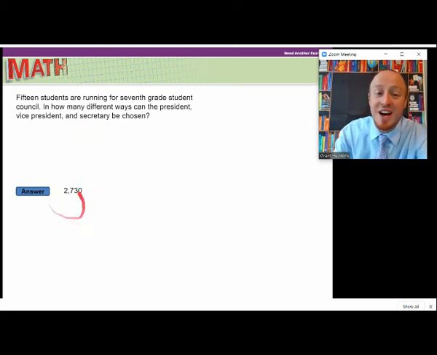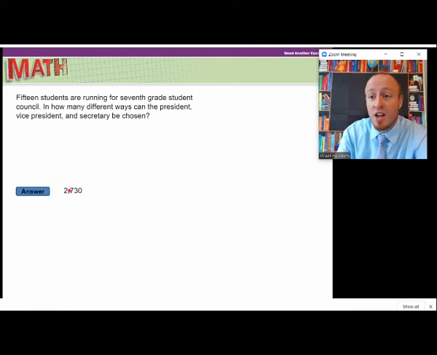I bet you would not have thought about that. And again, if you would have tried this at the beginning without knowing how it worked, and you're trying to make lists, you would have to list 2,730. That's crazy. So this is why probability comes in handy. You want to know your odds? There you go.